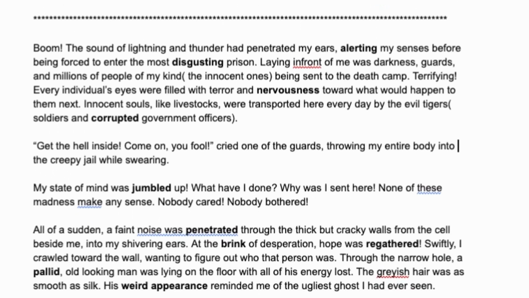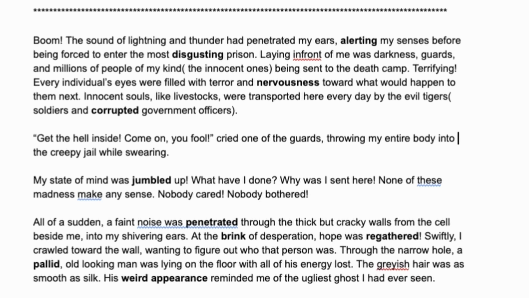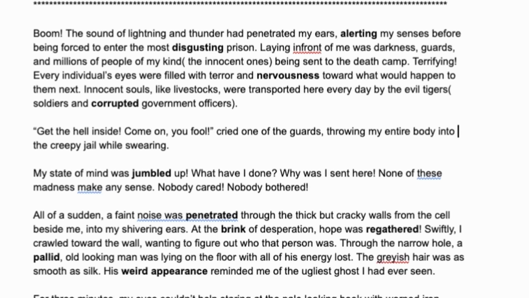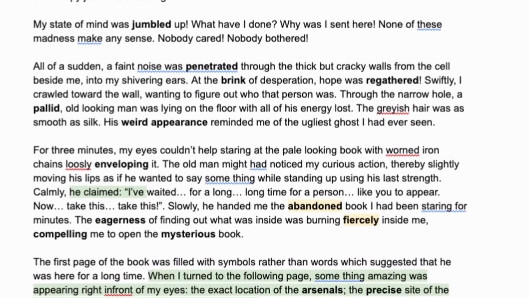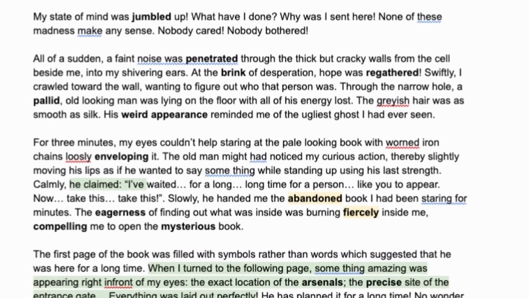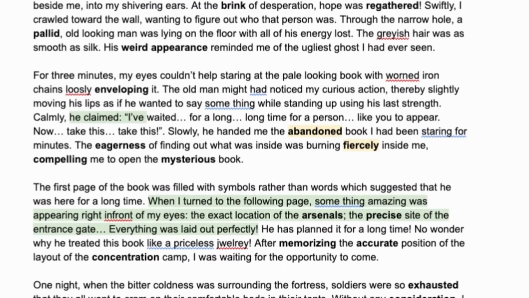I'll just scroll slowly through the story. You can pause and read each section of it as I scroll.